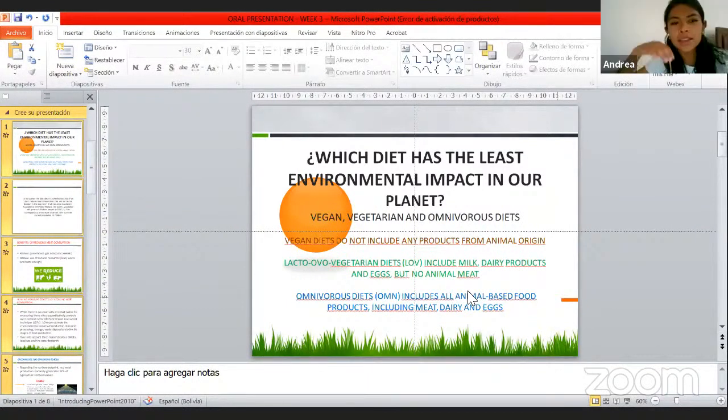So the topic is: which diet has the least environmental impact on our planet? Vegan, vegetarian, or omnivorous diet? Vegans are the ones that do not include products of animal origin. Vegetarian diets include milk, dairy products, and eggs, but not animal meat. And omnivorous are those who base their diet on all types of food.